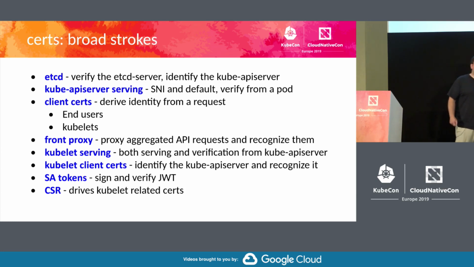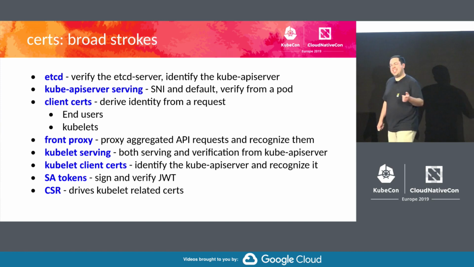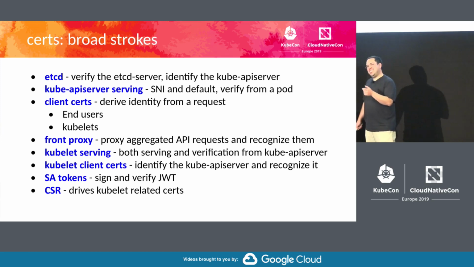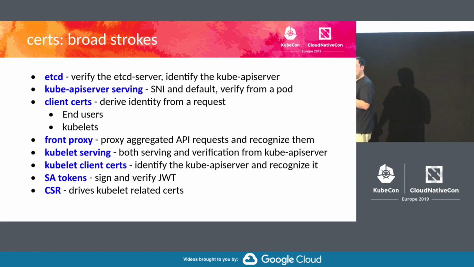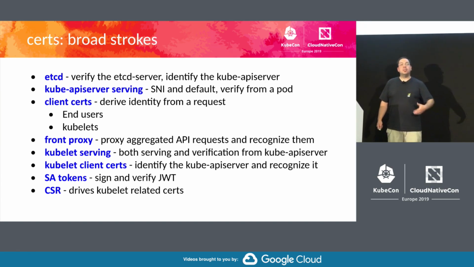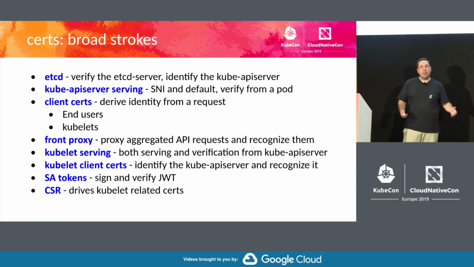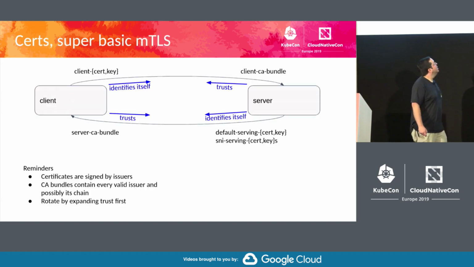The last two are also flags for the controller manager. So we have the service account cert that is used to sign a JWT. So it's a signed token, the details of which you may or may not be aware of. But it's yet another interrelated cert that you have. And then finally, the CSR endpoint.